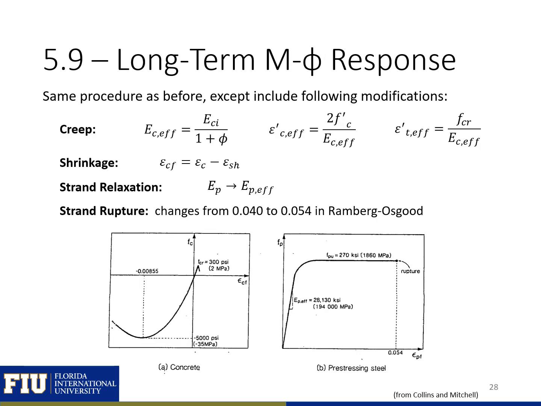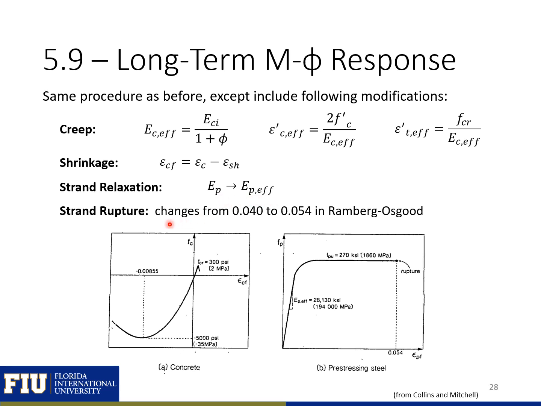So far, we've been looking at the short-term response of our section, but we can also look at the long-term response and account for long-term effects similar to how we did with axial load. What we'll do is for creep, we'll use the effective modulus and include our creep coefficient here. And then wherever we used EC in all of our equations so far, we would use EC effective. For shrinkage, this just affects how the overall strain in our section relates to the strain causing stress in the concrete. So we would just add in the shrinkage strain here. And for strand relaxation, wherever we had EP before, we would now use EP effective.